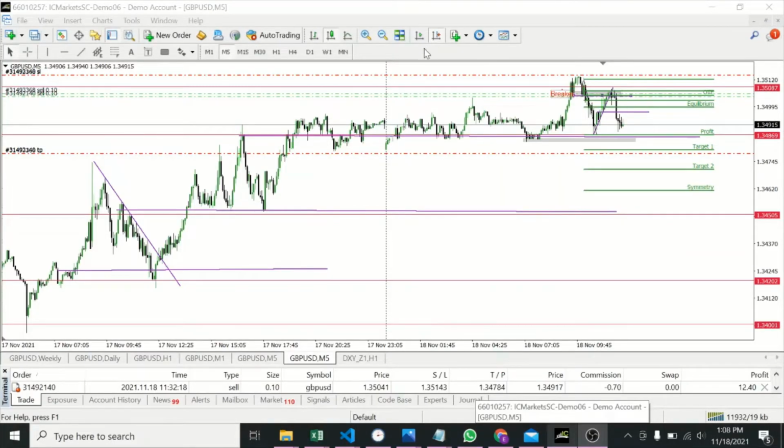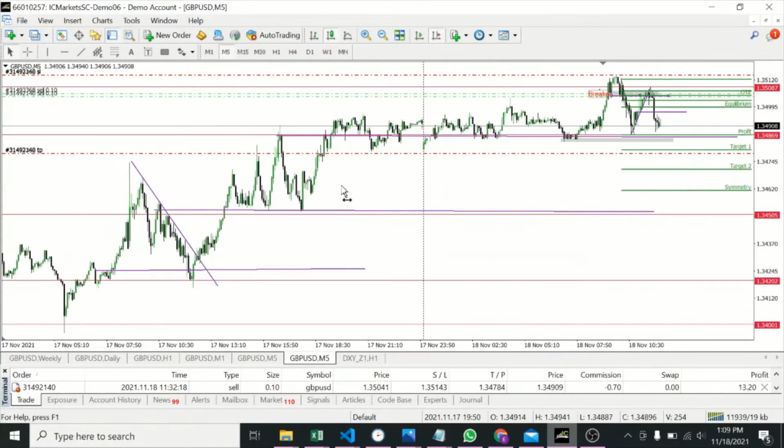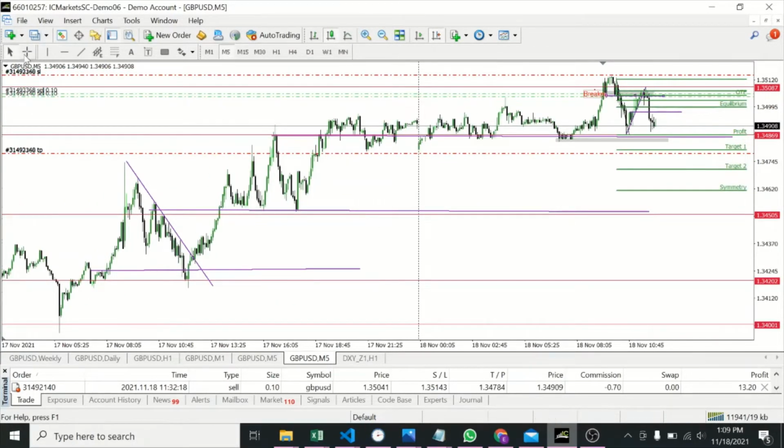Alright, here is another setup. The one in the morning, I took this trade. This was a breaker at this region. Here was the breaker. So as soon as the market retraced to this level, there was an opportunity to rise.